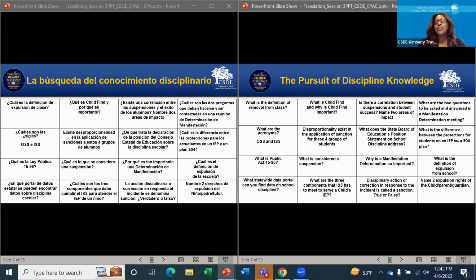Okay, let's try for another one. Don't get nervous now. This is meant to be very interactive so that we can know how much we've learned. There are no real wrong answers here, so let's really try to work together. Let's go to the second question: what is child find, and why is child find so important?